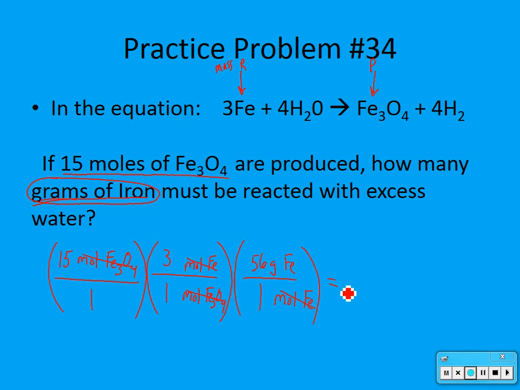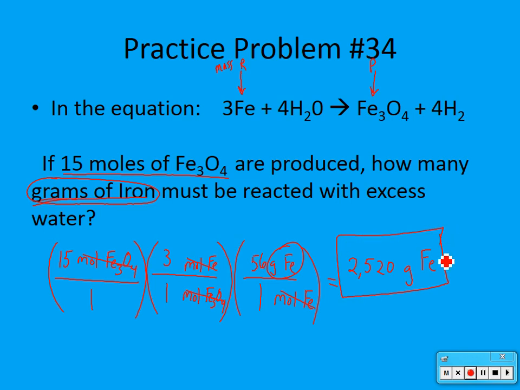So 15 times 3 times 56 is 2,520. Everything on the bottom, 1 times 1 times 1 is just 1, so that's not going to matter. And my units are right here, grams of iron.